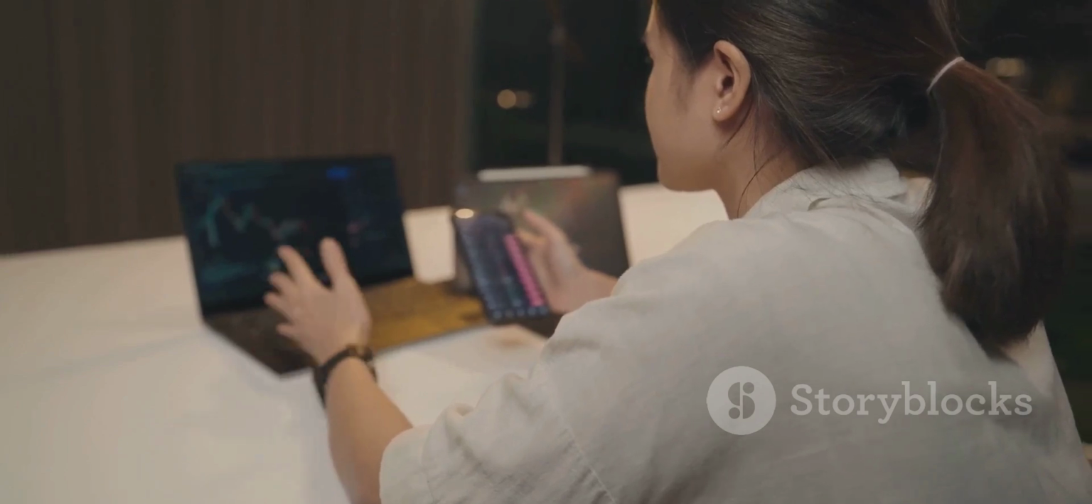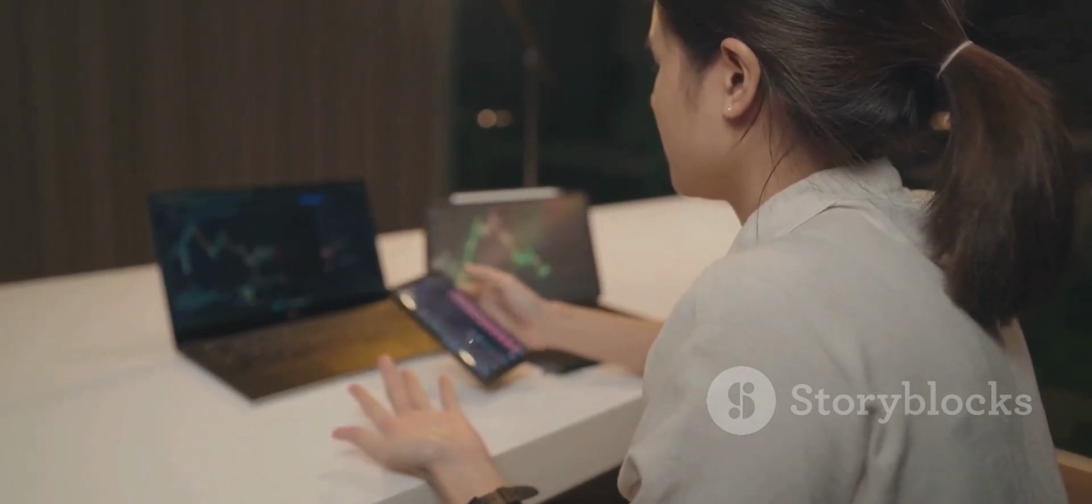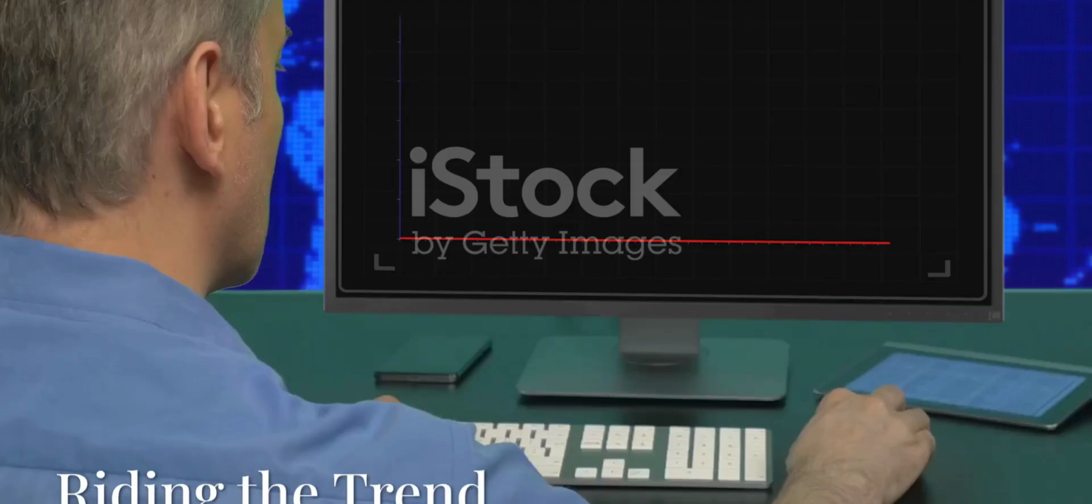However, it's important to remember that binary trading still carries risk. You can lose money, especially if you don't trade carefully.